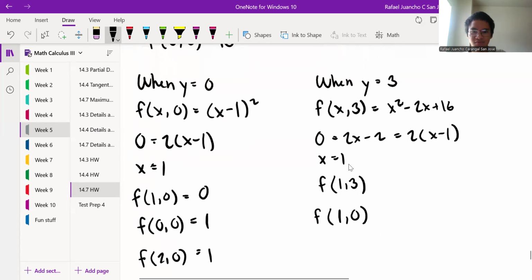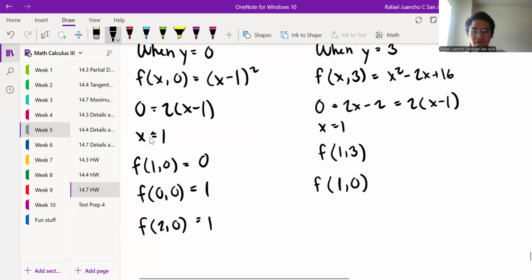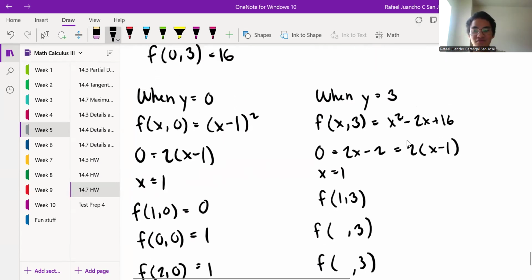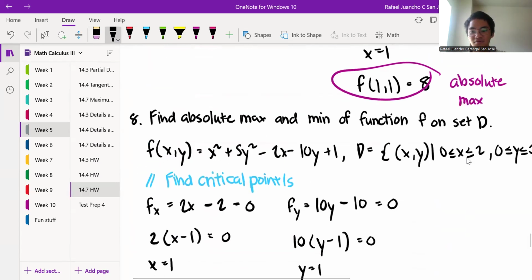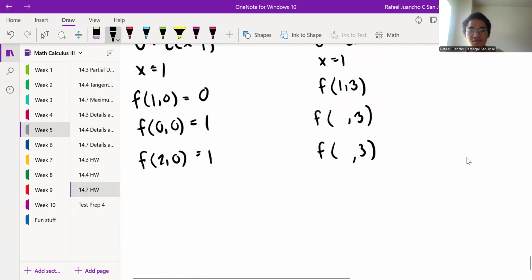I think I'm messing up something. When x is 1, yeah, because these should have the same things. Oh, now I see why I'm messing up. These are all going to be 3s. So the thing I'm messing up on is the endpoints. So I have to find the endpoints of x, so that's 0 and 2. Yeah, so this is 0, this is 2.